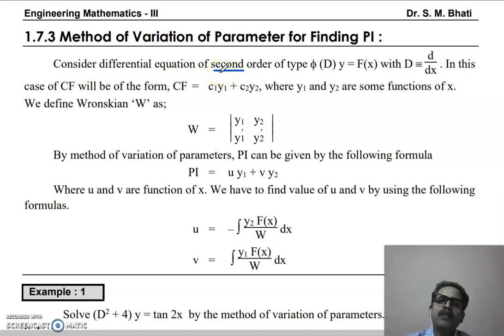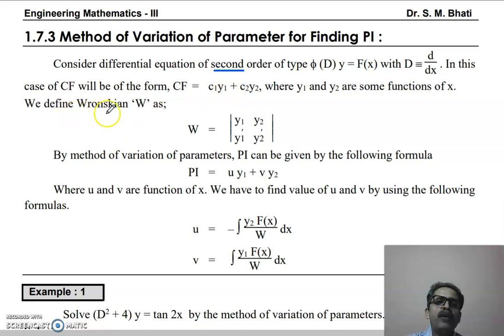Because the differential equation has second order, there will be only two roots in the auxiliary equation. Hence, CF will have the form C1 into y1, that is C1 into some known function of x, plus C2 into some known function of x. As y1 and y2 are known functions of x, their derivatives can be obtained.